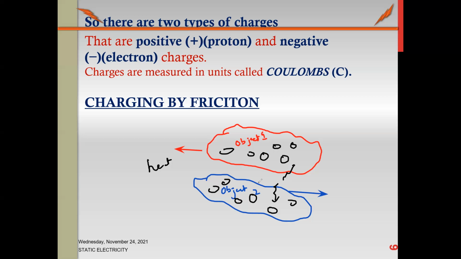That energy allows the electrons to jump from one surface to another, and it depends on which surface has a strong bond with electrons. The one which has a strong bond will not lose, but the one with loosely bonded electrons will jump from one to another. So if the electron jumps from one surface to another, and object 1 is losing electrons, what will be the charge on object 1?